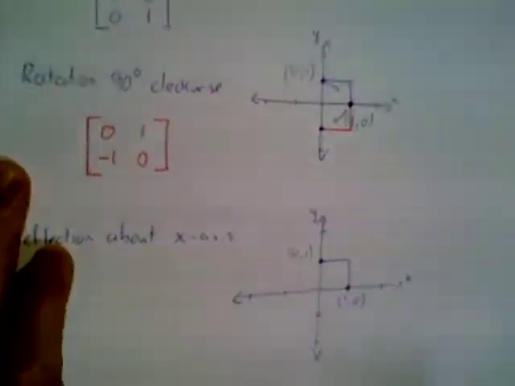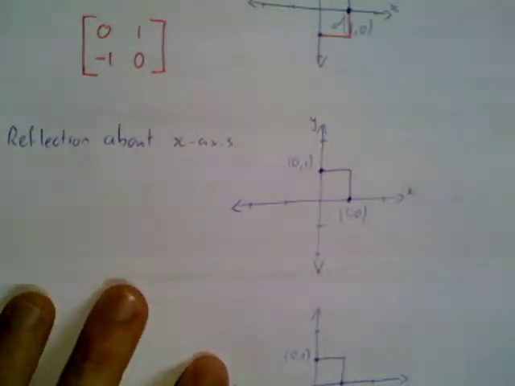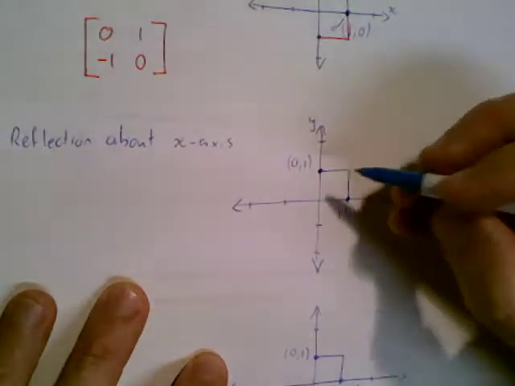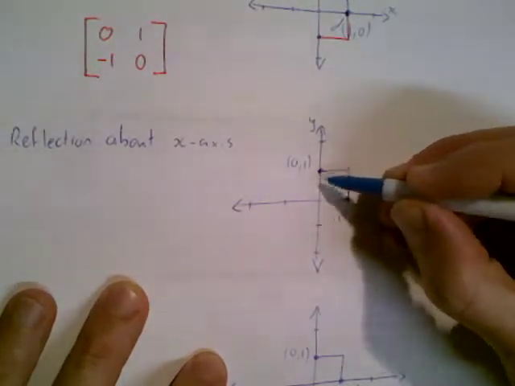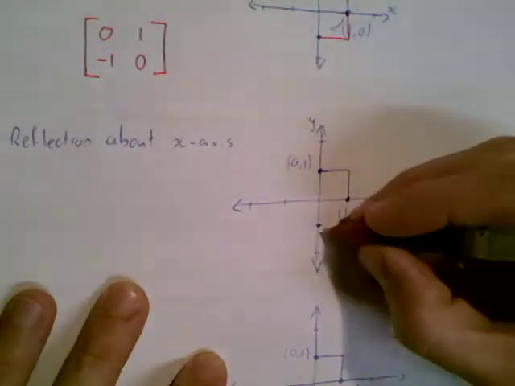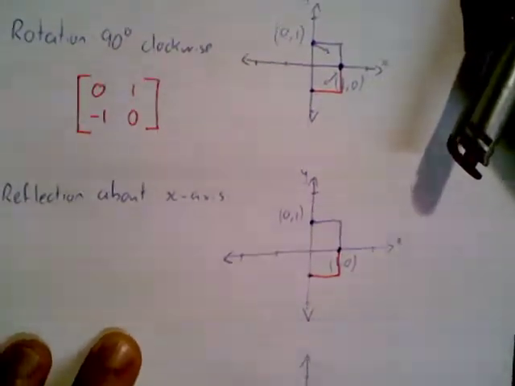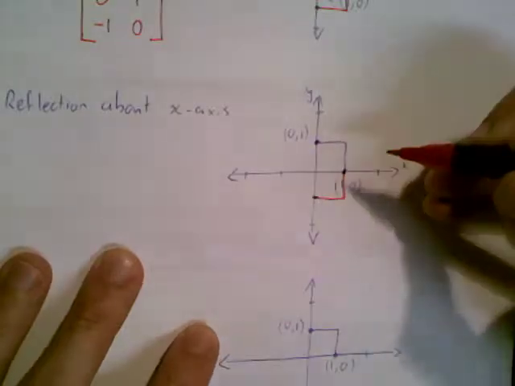Let's have a look at a reflection about the x-axis. So it's pretty easy. This time we're reflecting about the x-axis. So in this case here, (1, 0) will stay exactly where it is, and (0, 1) will reflect down to this point here. And we get the same square as before, except that in this case it's the (0, 1) that's reflected down to this position here.